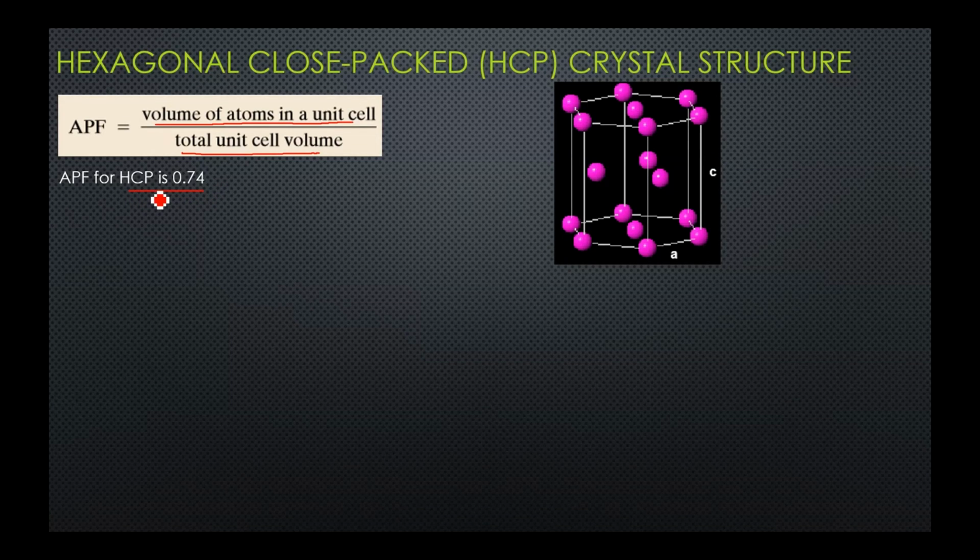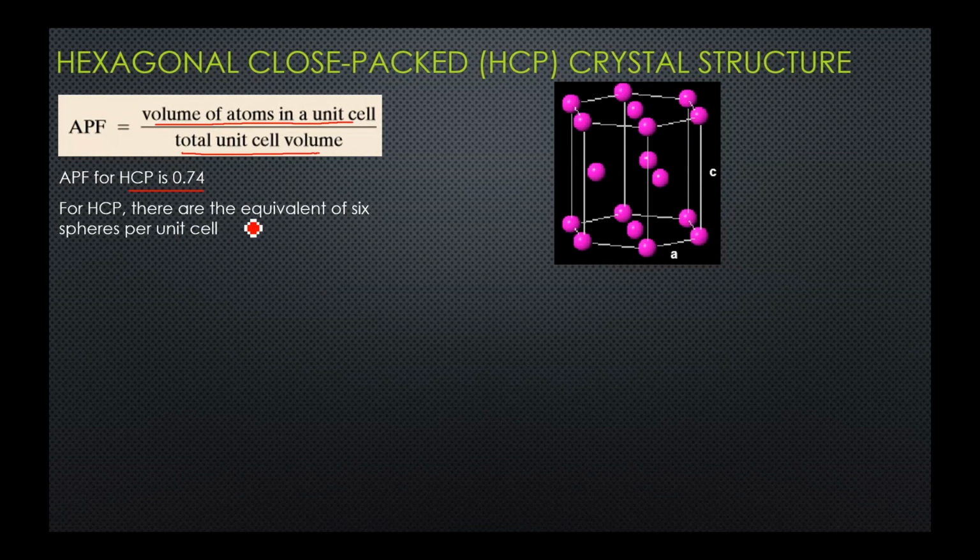This is the same level of densification as it was in the FCC crystal structure. So FCC and HCP crystal structures are the closely packed crystal structures in metallic systems. Now, moving on, how to find out the atomic packing factor.